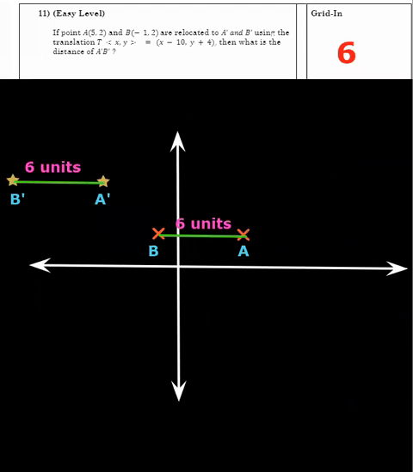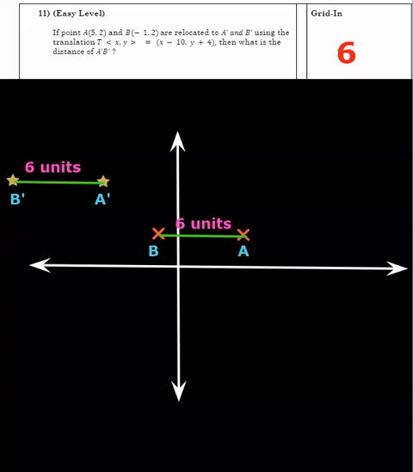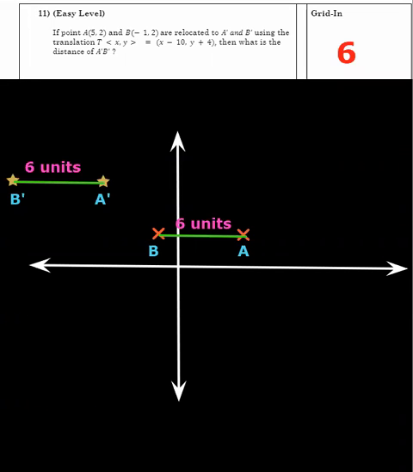Question number 11. Now we have 3 grid ends, so we have easy level. If point A is at 5, 2, point B is at negative 1, 2, and you relocate it to A prime B prime using the translation, TXY equals 10 units to the left and then up 4 units. What is the distance A prime B prime?